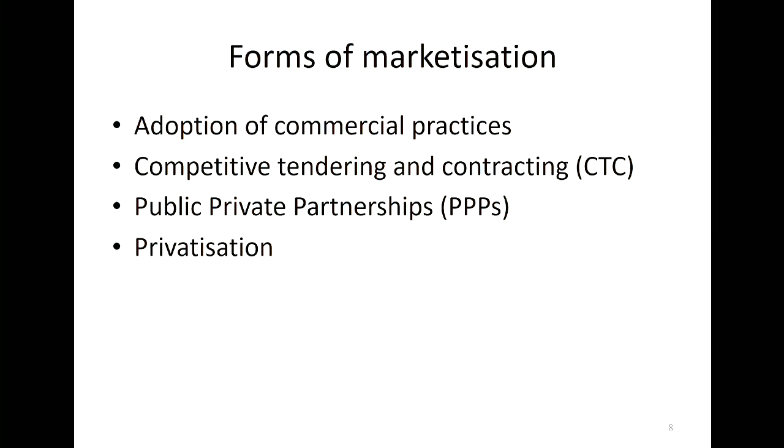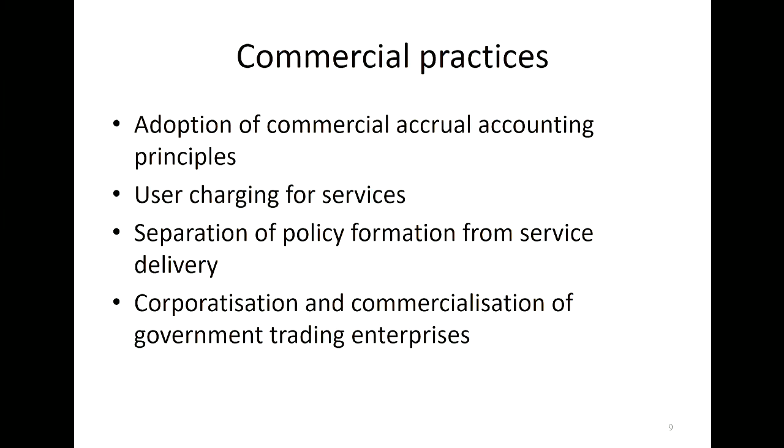So there are different forms of marketization, such as the adoption of commercial practices, competitive tendering and contracting. That means outsourcing government services, public-private partnerships, and privatization. Now, today's topic will only focus on the first two. Next week, we will look at public-private partnerships, and in a later topic, we will look at privatization of government business enterprises. All right, so first of all, let's look at commercial practices.